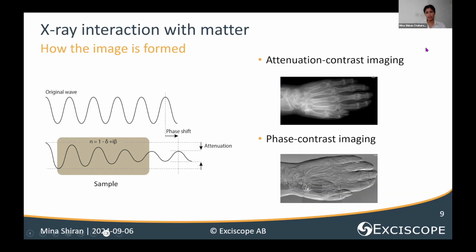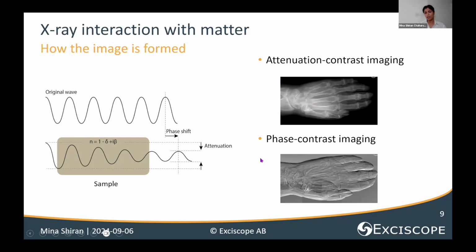The first technique, attenuation or absorption, can give a lot of information about the dense, the harder or high density material inside of the sample. So if you imagine, for example, placing a hand on the beam line, you can see the bones quite clear as they absorb a lot, and this shows high contrast inside the image.